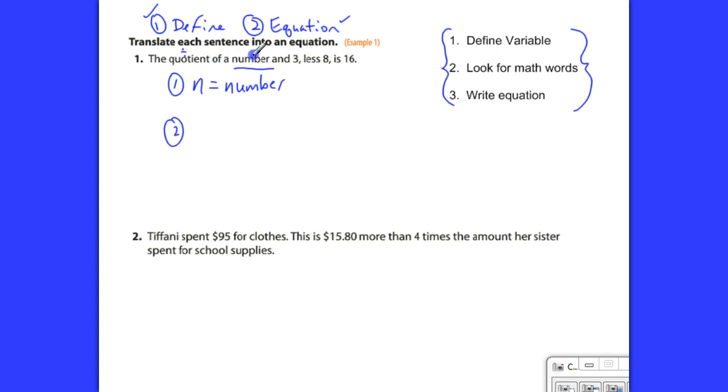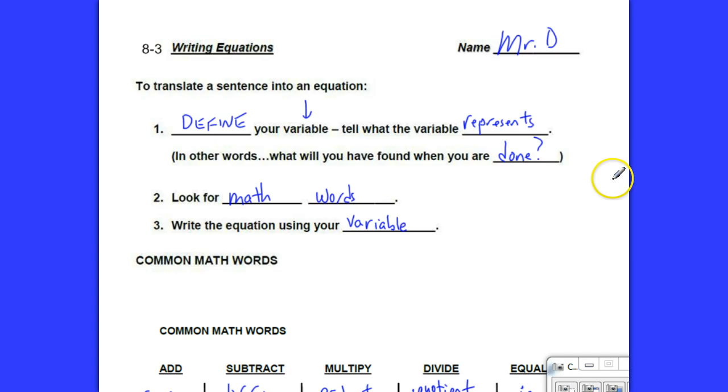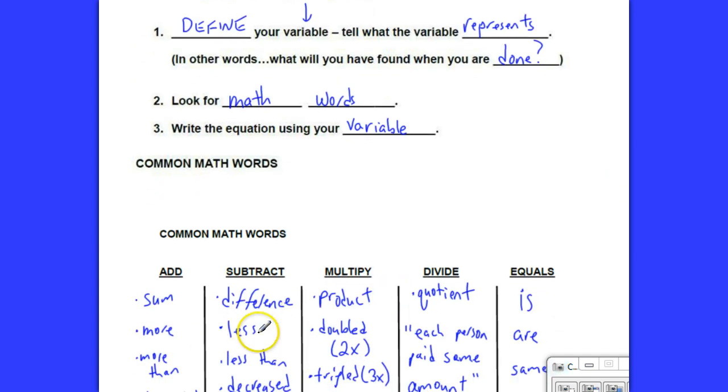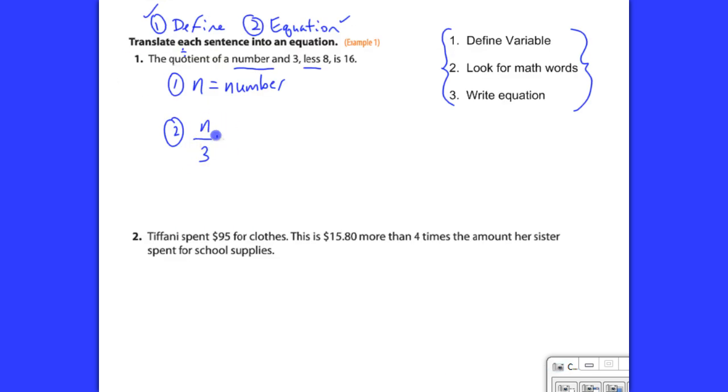The quotient of a number and 3. That means the quotient is between the number and 3, so n divided by 3. And then it says less. Less means subtract. You can look at your chart, it should be the second one on your page. Here it is. Less is right there. I did not mean to put that dot there. N divided by 3, I'm sorry, I said less 3, it's actually less 8, is. There's the equal sign, so put a little equal sign under the is. N divided by 3 less 8 equals 16.